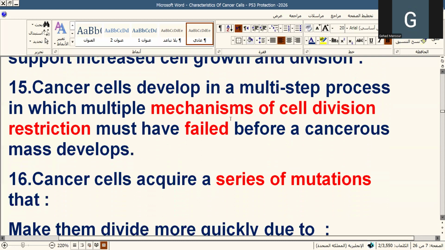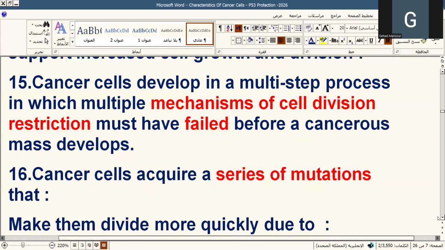So as we said before, cancer cells develop through a multi-step process in which we have multiple mechanisms of cell division restriction failing before the cancer develops. So when you have a cancerous cell, you have to be sure that since that cell succeeded in dividing rapidly to form a mass of cancerous cells, then it should have disobeyed or breached hundreds of steps and hundreds of checkpoints in which it did not obey the instructions.